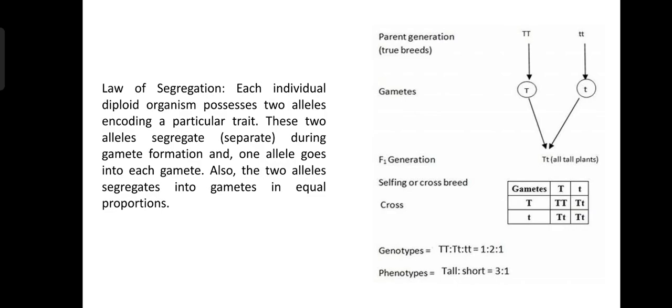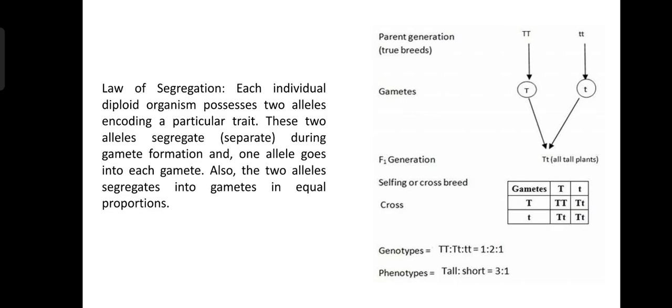Now according to the law of segregation, when the alleles separate during gamete formation, each gamete will have 1 allele. Since in the homozygous state there is the possibility of only 1 allele, all the gametes from the tall plant will have the capital T allele, and all the gametes from the short plant will have the small t allele. And in the F1 generation, although the phenotype, which is the observable trait, will be tall, the genotype of the plant will be capital T small t, that is the heterozygous state.